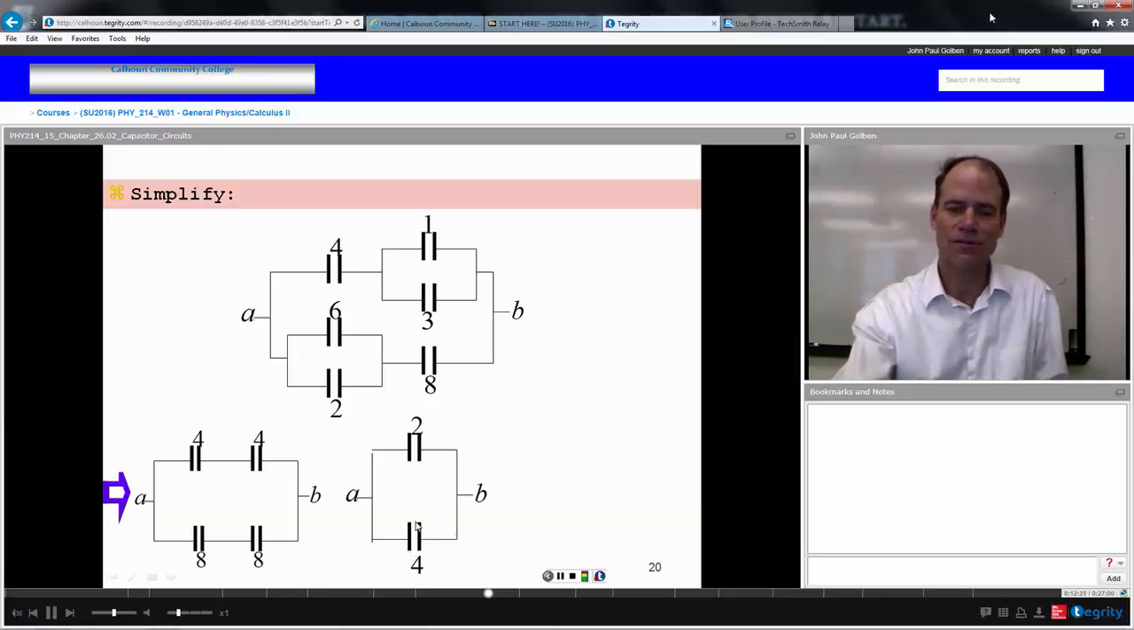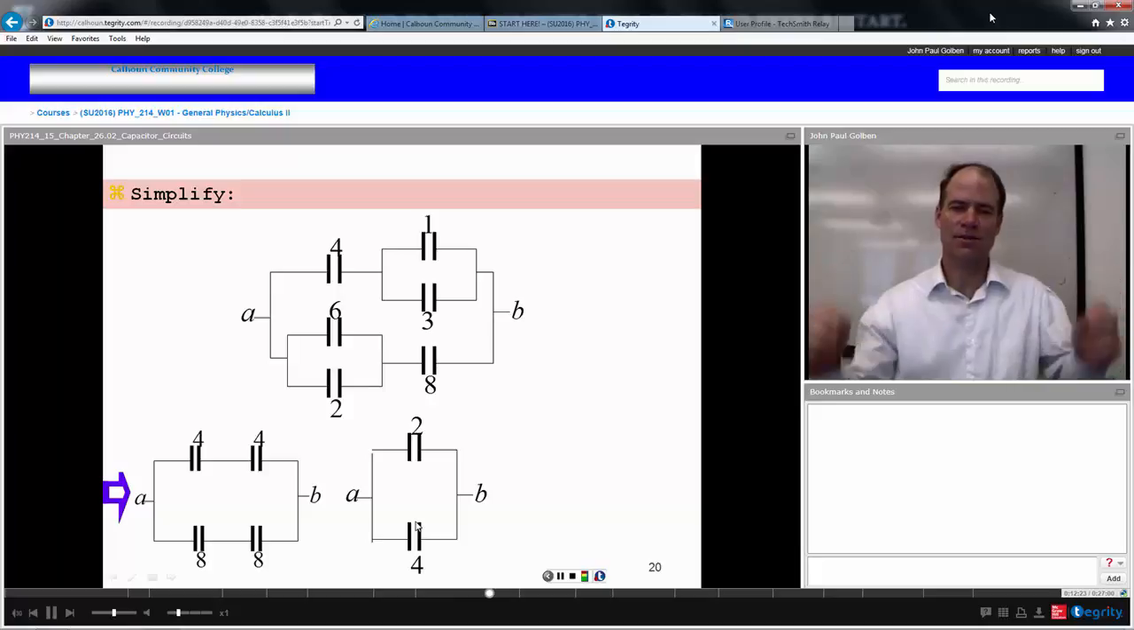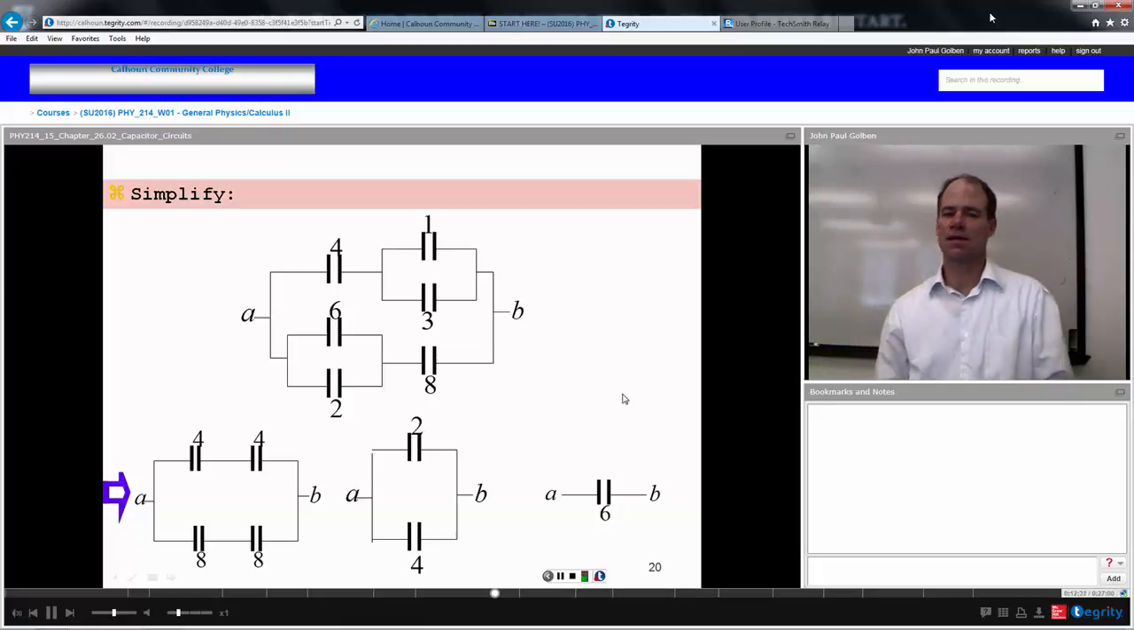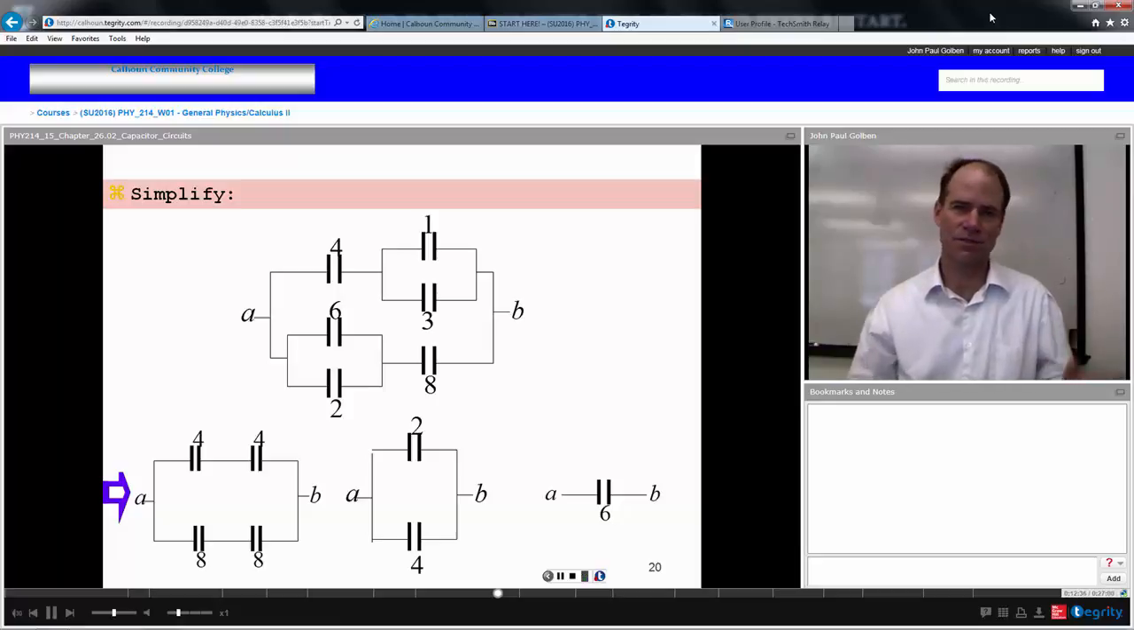And the 2 and the 4 are connected end to end, so they are indeed in parallel. So we can add them together, and our result is that the equivalent capacitance of this whole network is 6, whatever the units were, 6.